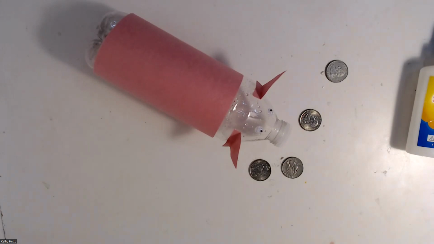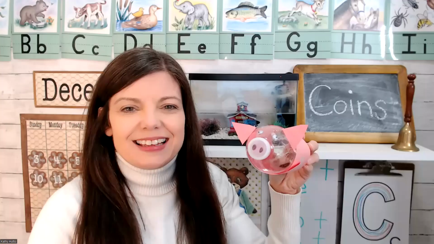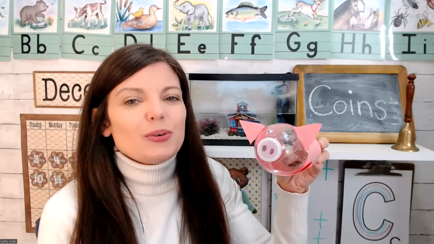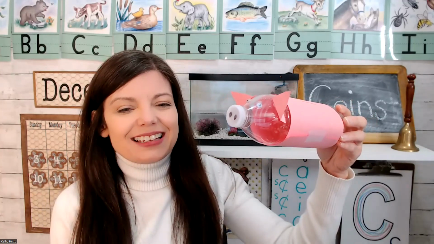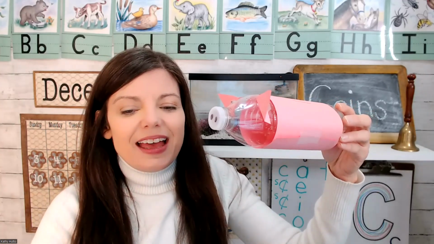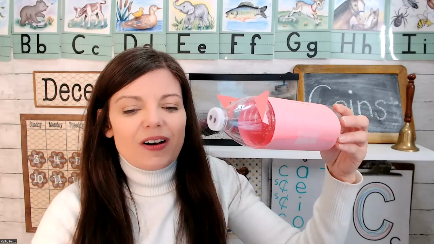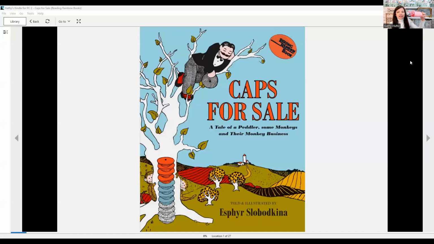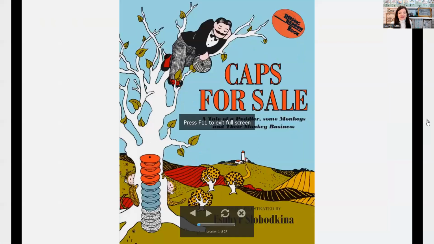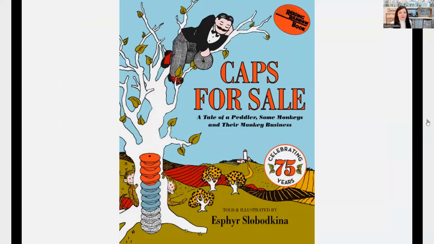Well, now it's time for story time. Well, here's another look at that piggy bank that we made for art today. Well, now it's time for story time. And today's story is called Caps for Sale.